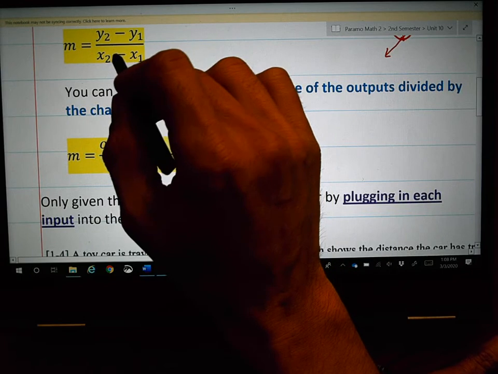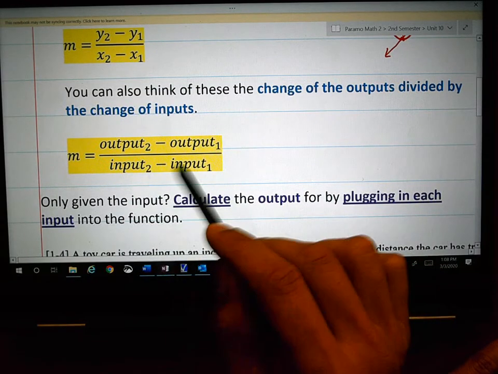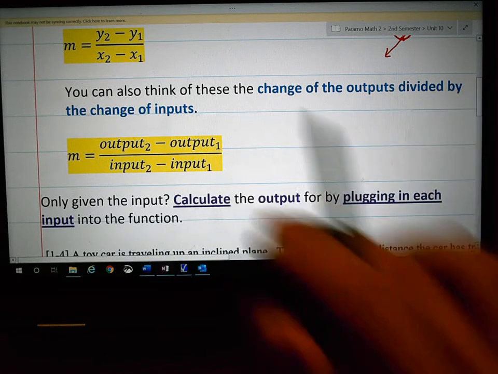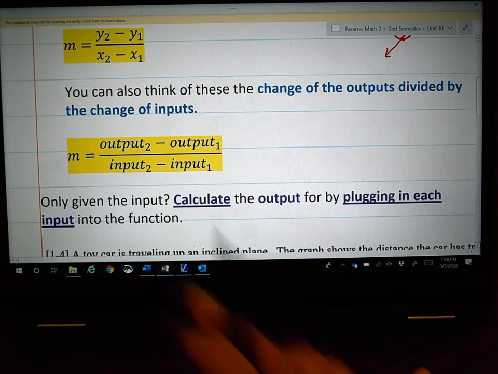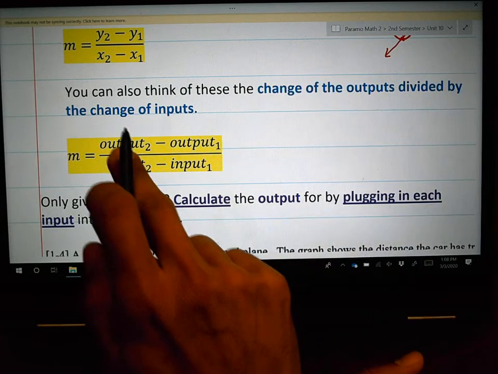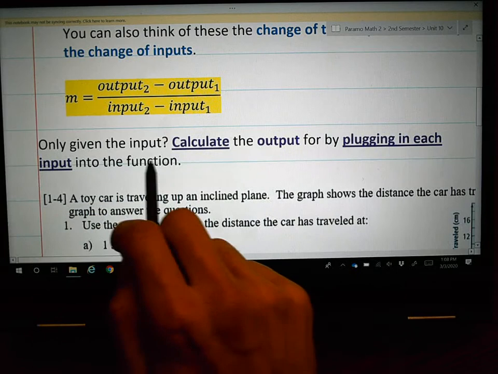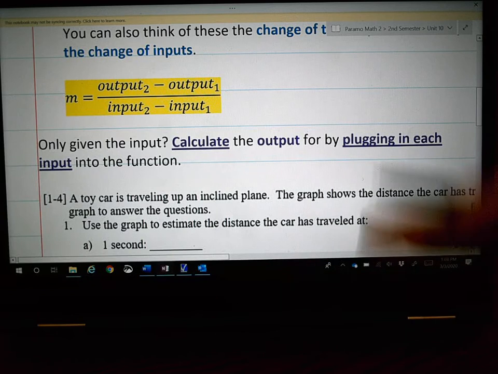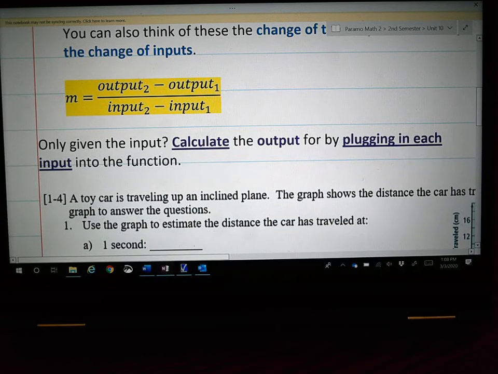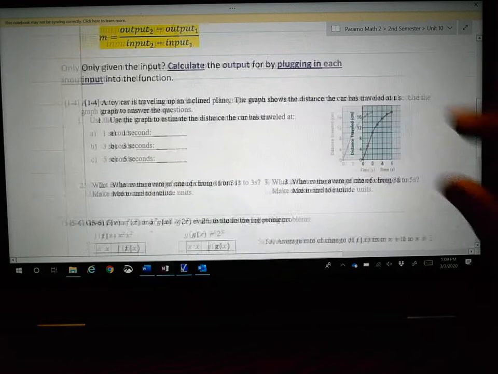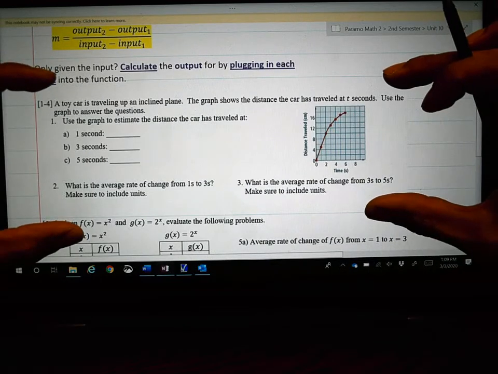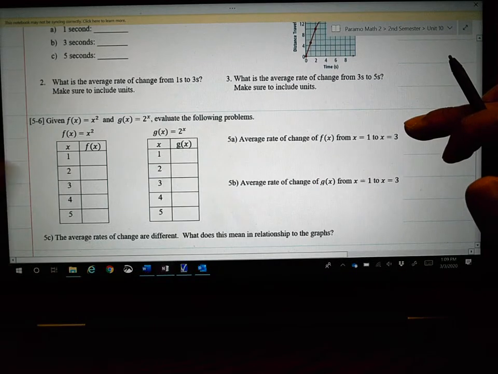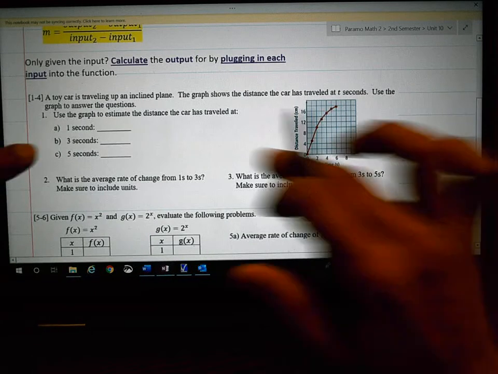Now, I show it to you this way, but you should also be able to think of it as output minus output divided by input minus input, because there's going to be a few problems on your worksheet where you have to figure out what is the output. If you're only given the input, sometimes you're going to have to plug in each input into the function to figure out what is the output. You'll see what I mean in just a second. So here are the examples that I picked for you. I think you have this in your notes. I think you have 1, 2, and 3. But I do not think that you have this in your notes until you turn the page. So let's talk about 1, 2, and 3, and then we'll go from there.